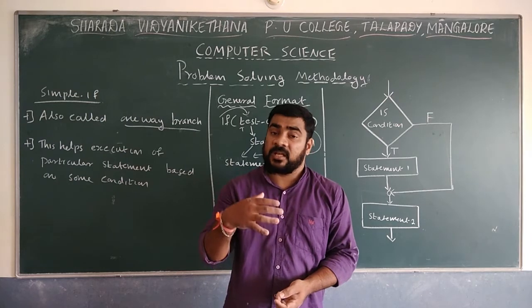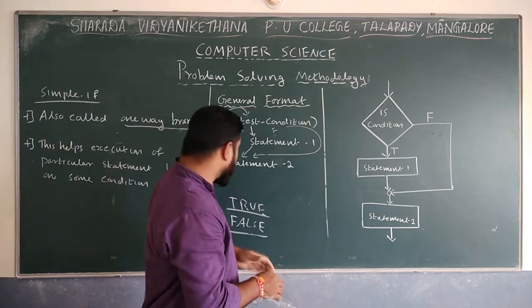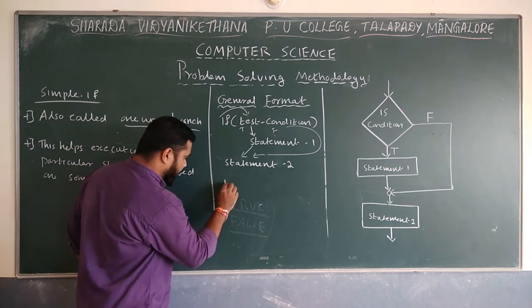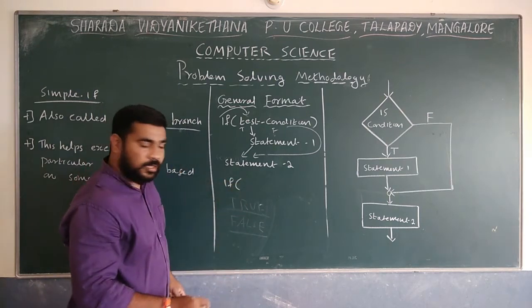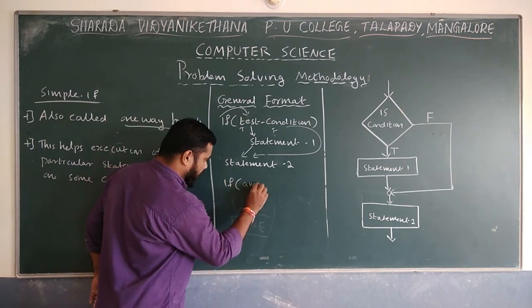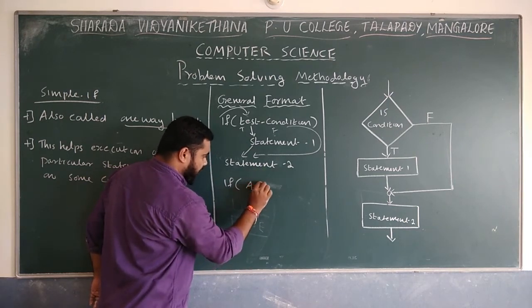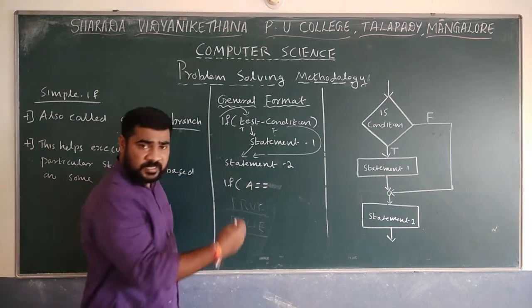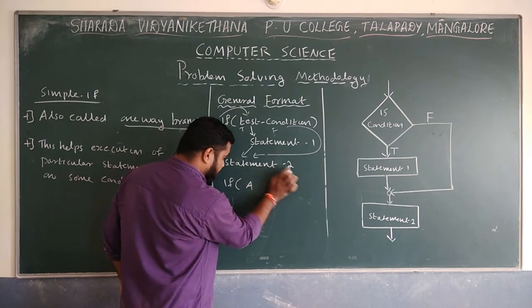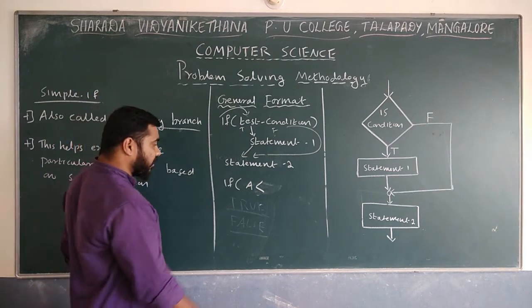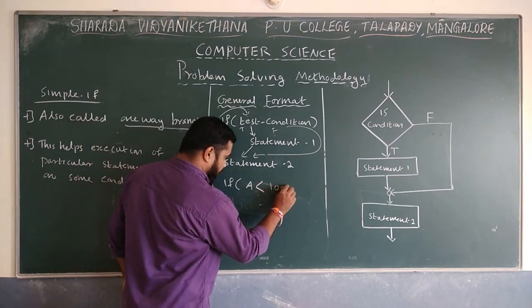So this is actually the simple if statement. We can write an example here. How can we write an example? If amount, let me write A, compare whether it is greater than: if amount is greater than 1000.